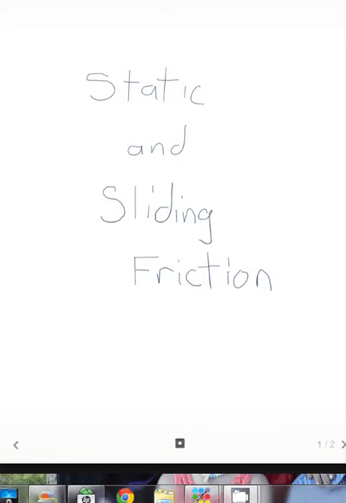Okay, in this video we are going to look at static and sliding friction. We're going to look at it a lot like a lot of the block problems in the homework. So let's make a block. Let's say we have this box sitting on the horizontal ground or a horizontal surface, and it has a mass of 5 kilograms.